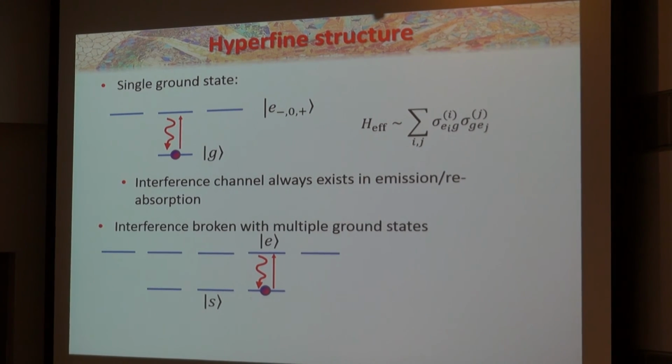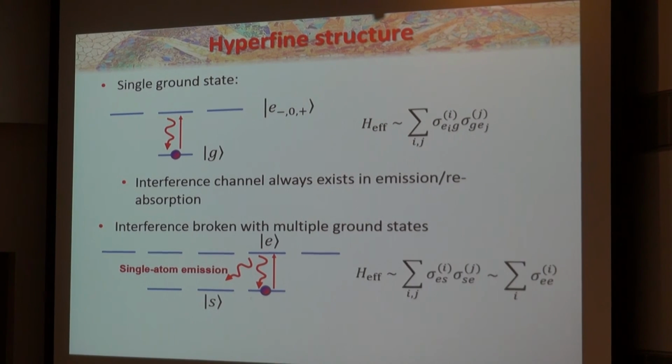But then when I have multiple ground states, that interference doesn't necessarily exist anymore. So for example, if I have 3 ground states and I optically pump my atoms to one ground state in the beginning, if one atom now hops up to the excited state E, it can emit a photon, well, back down into the same ground state, which again gives you an interference channel. But it could also emit into some other ground state where there's no initial population. So it's impossible to have subradiance or interference on that channel.